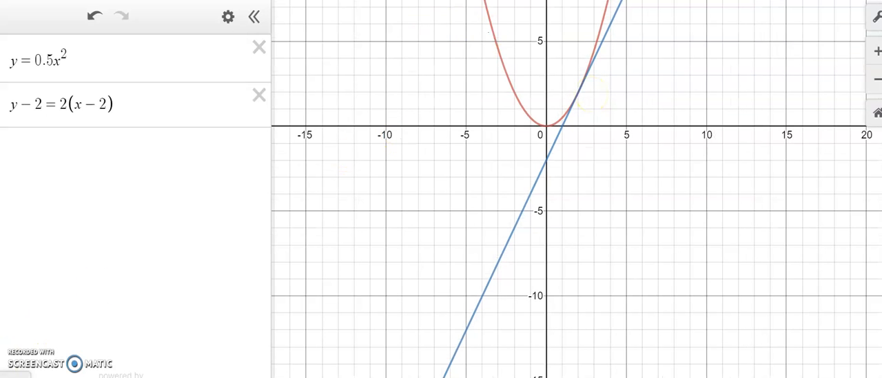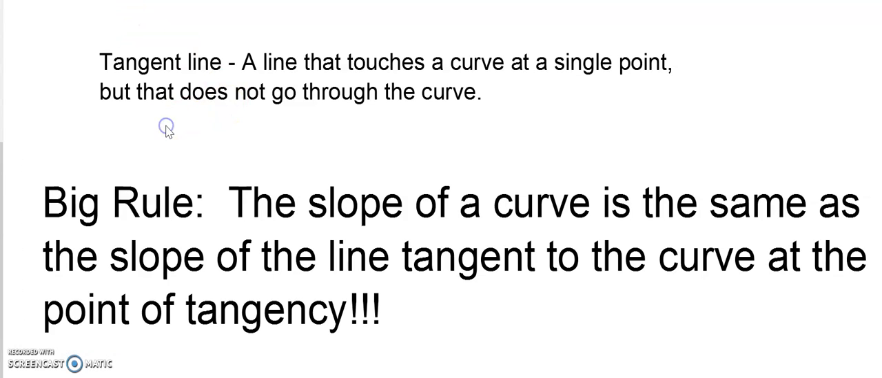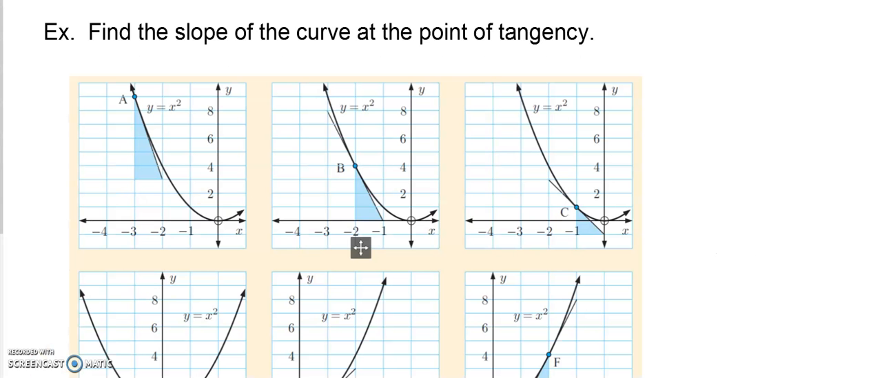Well, that's important. So that leads to this big rule, and that big rule says that the slope of a curve will be the same as the slope of the line tangent to the curve at the point of tangency. In other words, where the line and the curve meet. Okay, so let's take a look at how we can use that rule to start finding the slopes of curves, knowing that the curve slope will change.